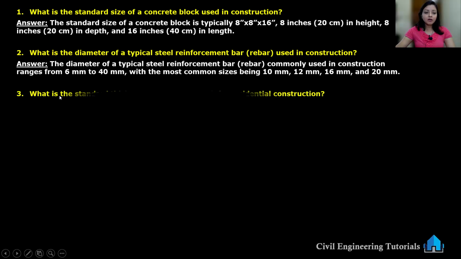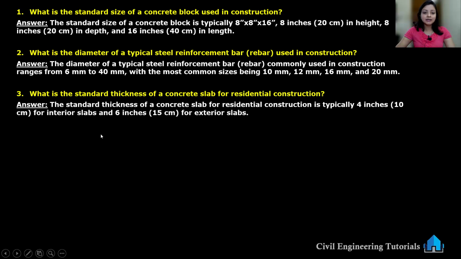Next, what is the standard thickness of concrete slab for residential construction? So the answer is the standard thickness of a concrete slab for residential construction is typically 4 inches, means 10 centimeter, for interior slab, or 6 inches, or you can say 15 centimeter, for exterior slabs.